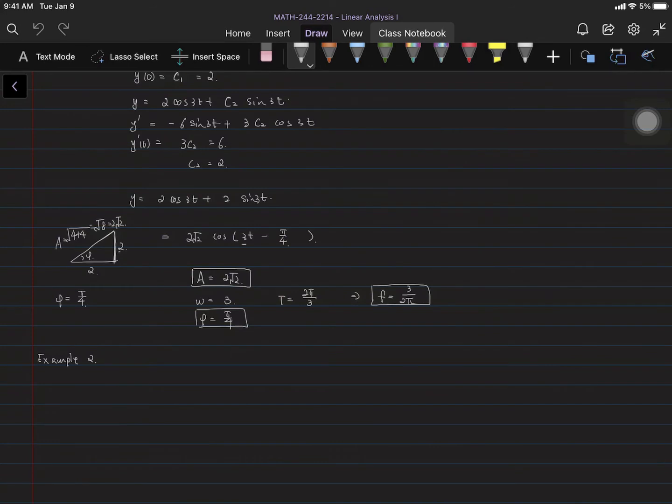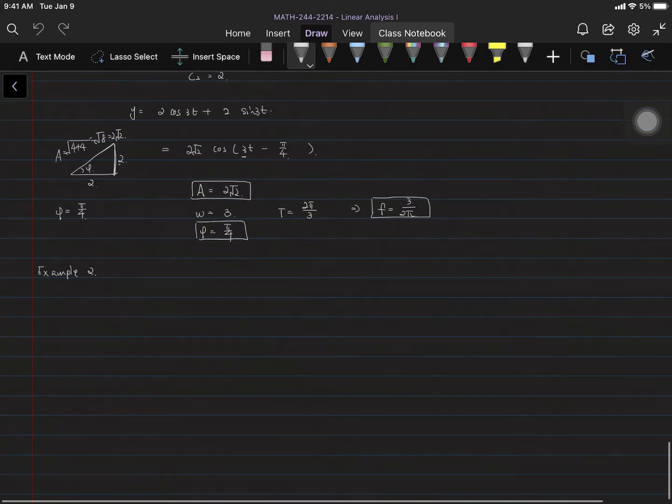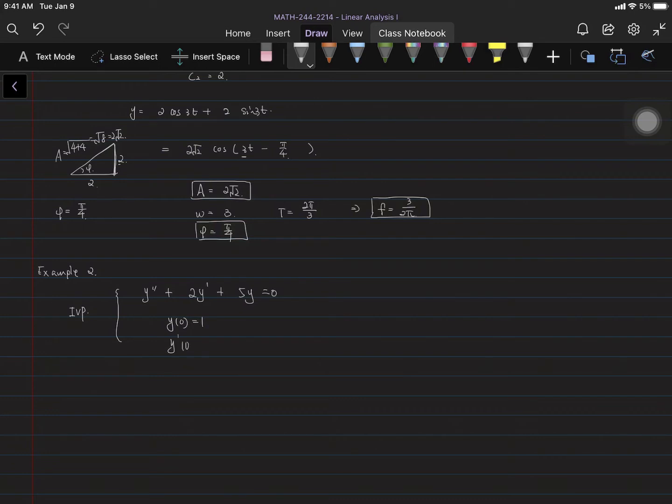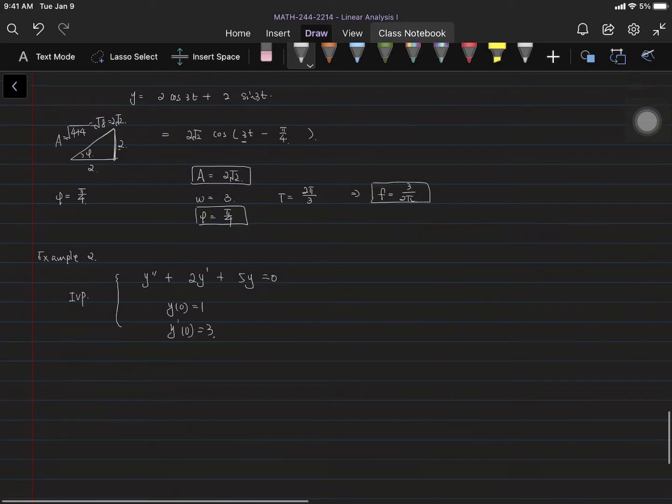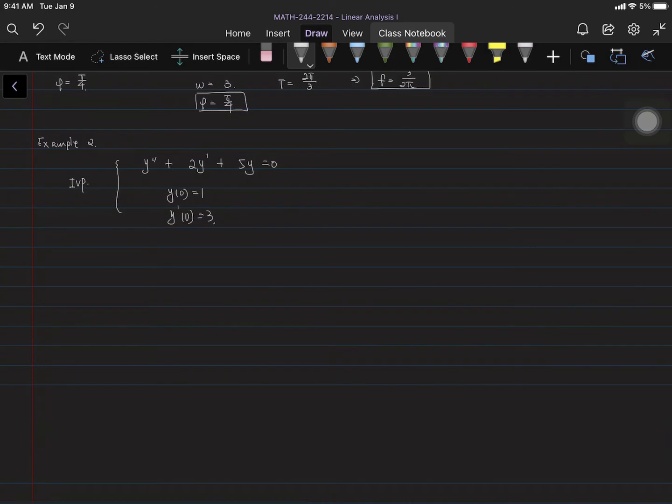Now let's try example 2. Okay, example 2, we have an initial value problem, but this system has damping. Let's see. y double prime plus 2y prime plus 5y equals 0. This is also an oscillation system. Like y(0) equals 1, y prime 0 equals 3. Okay, so let's see. With the differential equation here, we can solve this using what we learned before, 8.2 and 8.1.